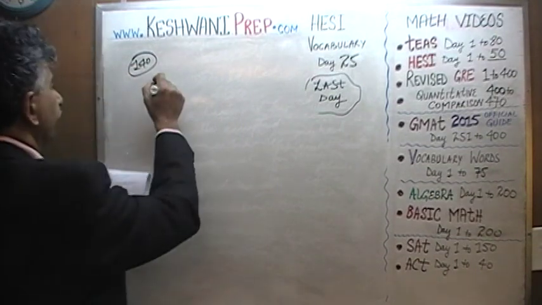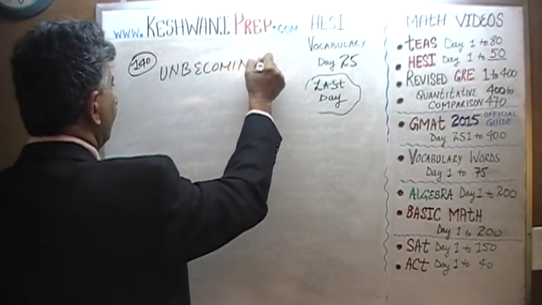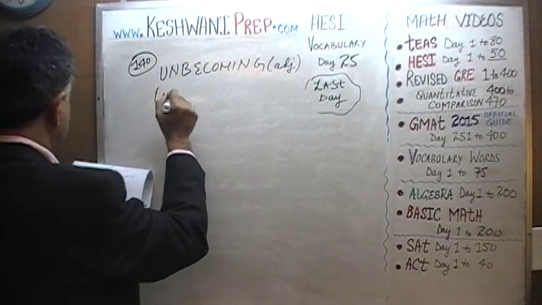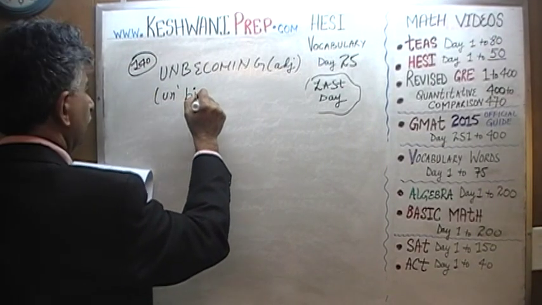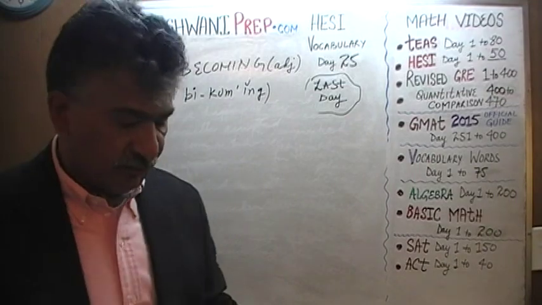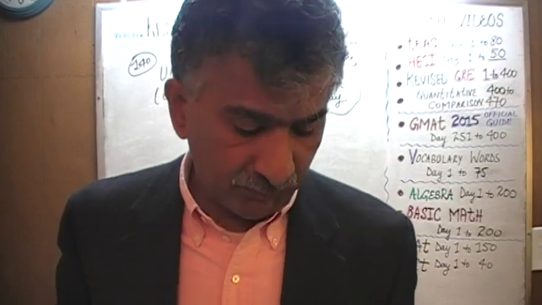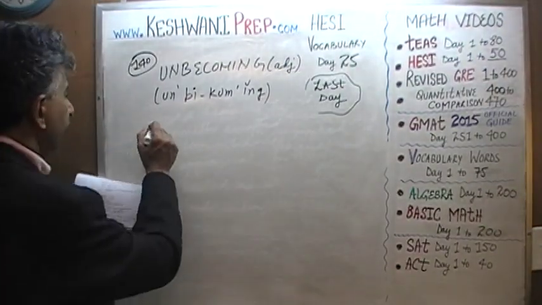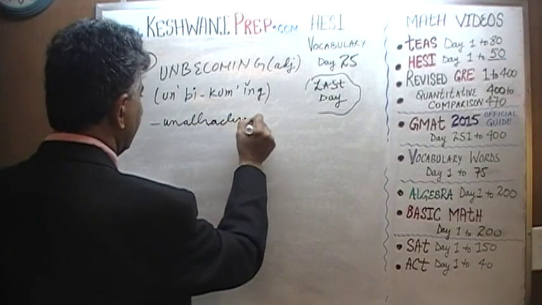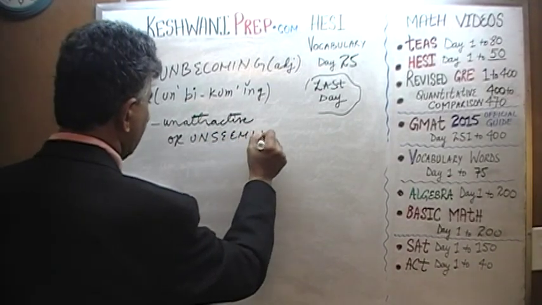The word is unbecoming. I don't know why we are making such a big fuss about the pronunciation. It's a very simple pronunciation, obviously. Unbecoming. What does it mean when we describe something as unbecoming? Well, it means exactly the same as unseemly. It means unattractive, or unseemly.